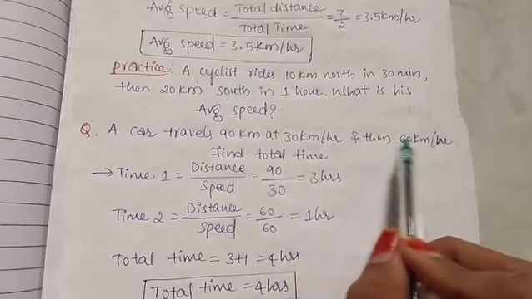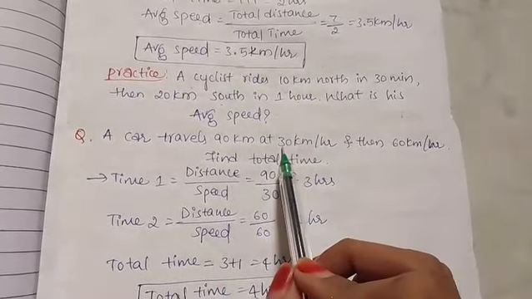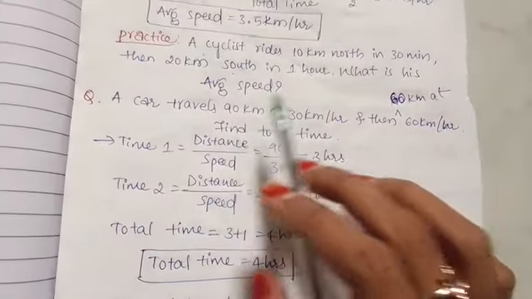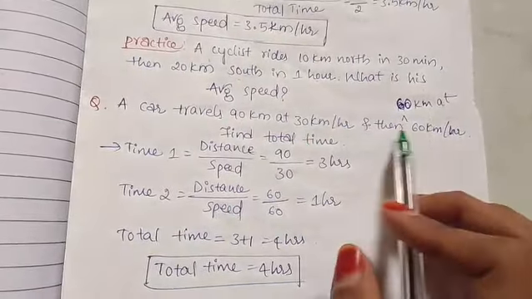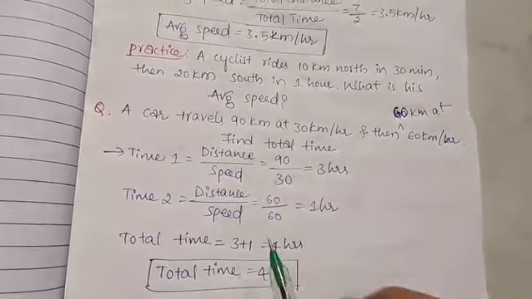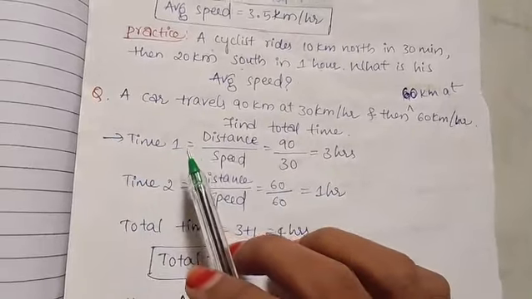Here they have given two times. In this question they have given two distances and two speeds. We have to find out the total time taken. Let us calculate it step by step.